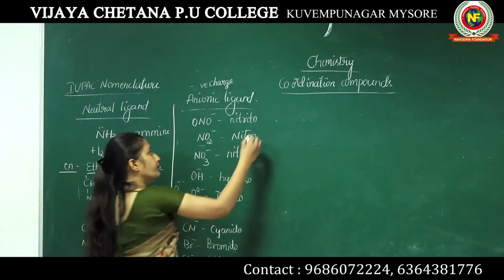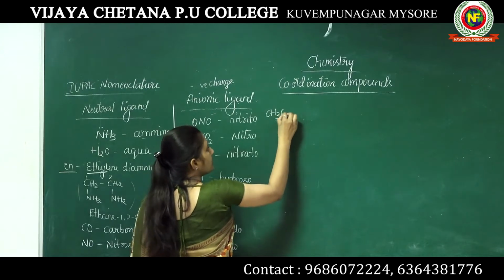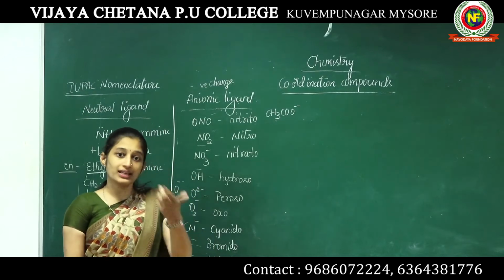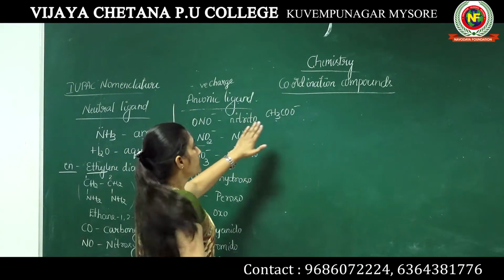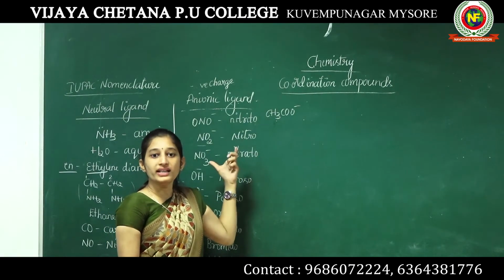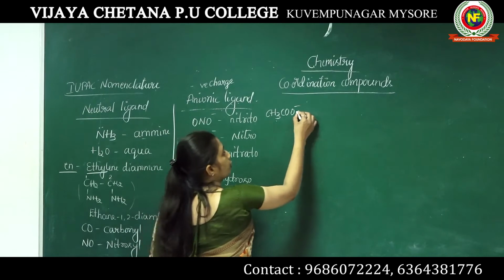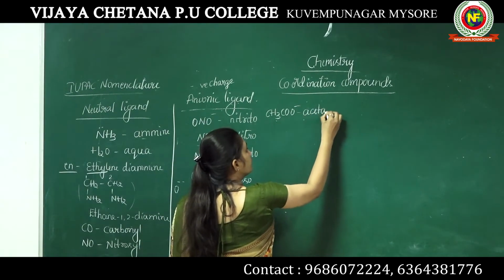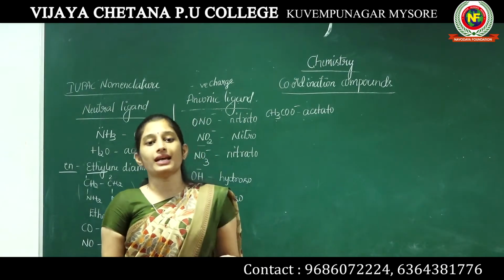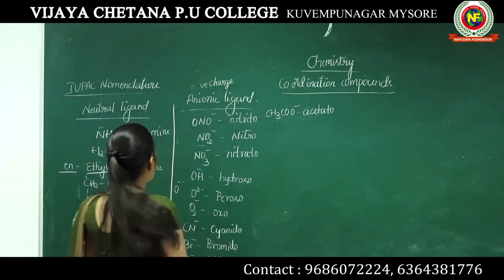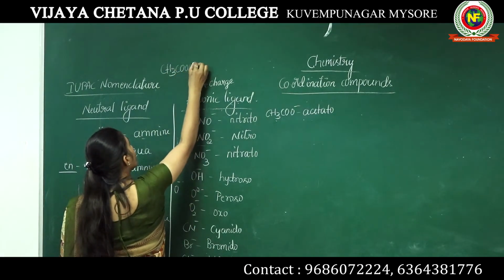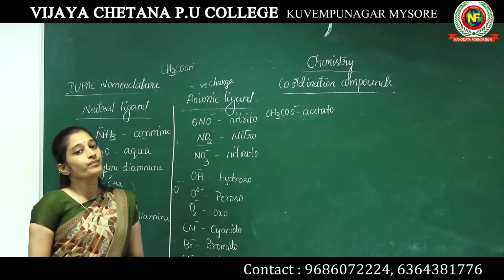And the next one, CH3COO minus. This is acetate ion, especially in organic chemistry. But in coordination, we call it acetato. What is this acetato? It's nothing but from acetic acid. What is the formula for acetic acid? CH3COOH.